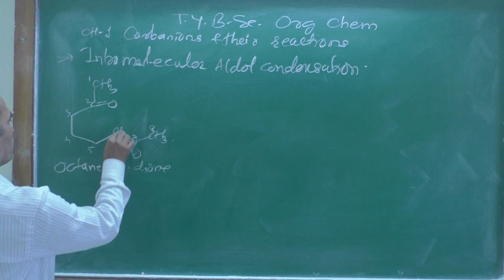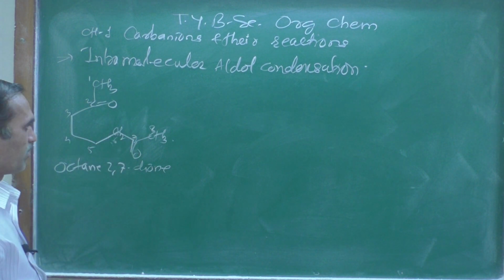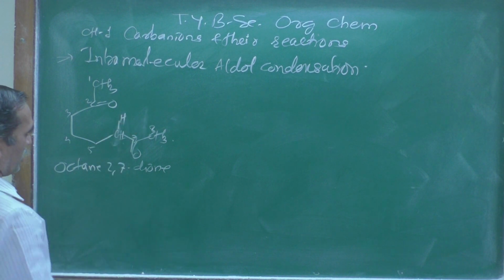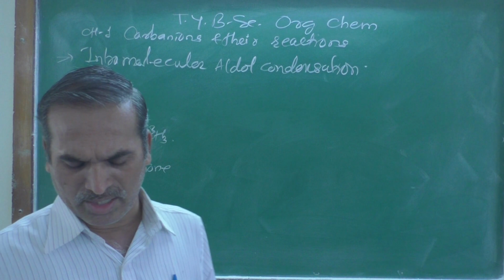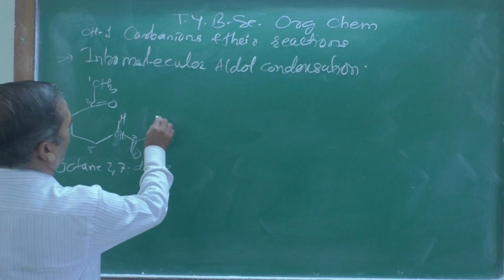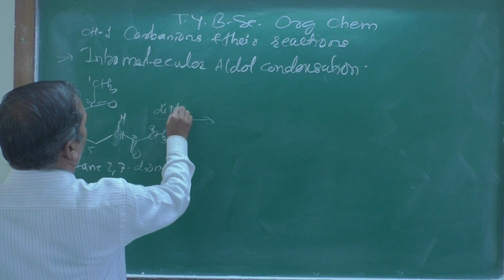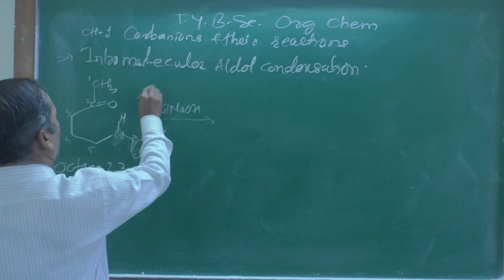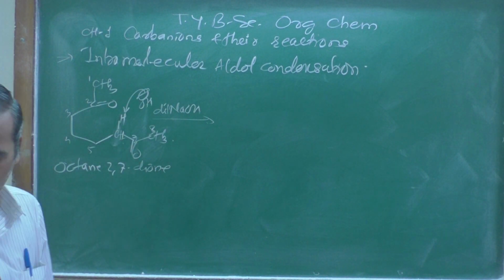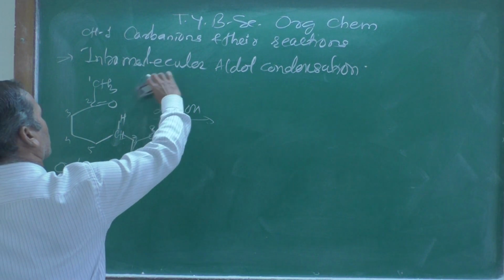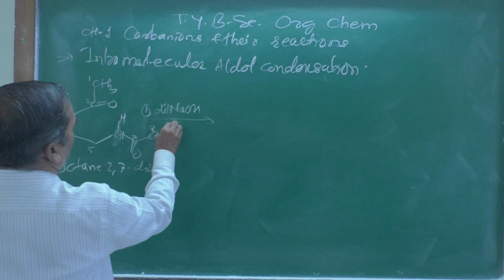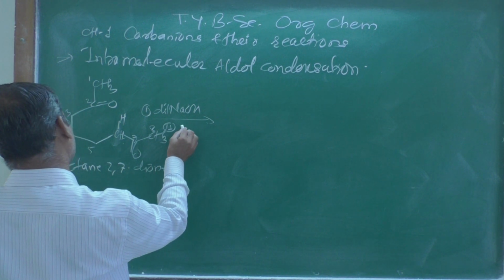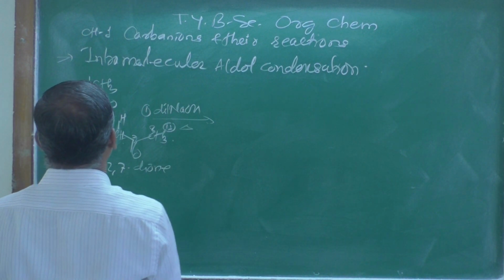Remember, here I am writing CH2, and here you can write CH with 1 hydrogen atom, so that we can understand the meaning of this. When it is treated with dilute sodium hydroxide, OH minus will abstract the proton from here. Let me write the first product, and the second one, on heating.